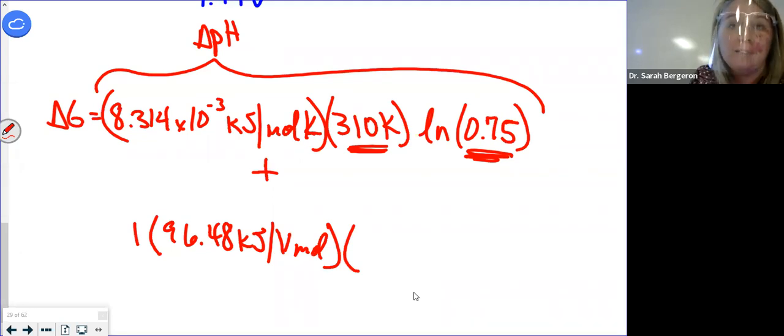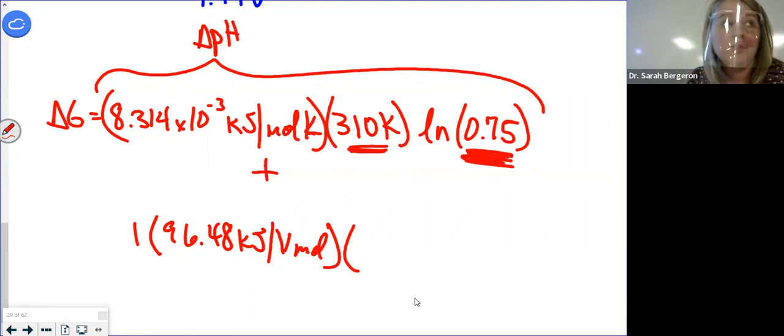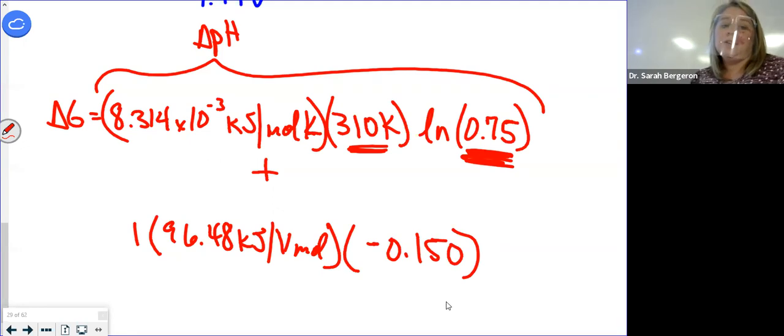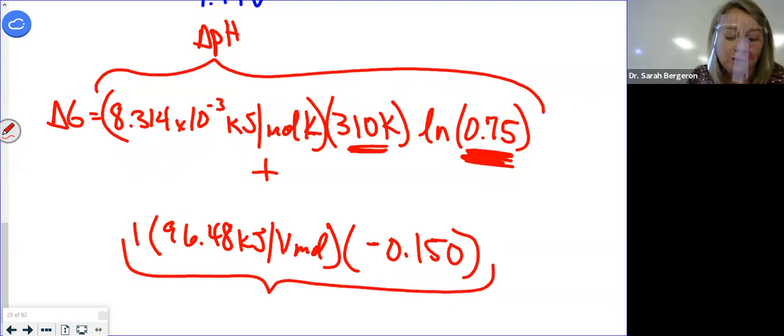This value I would have to give you, right? You're not going to know that offhand. Based on this concentration difference, you can calculate membrane potential, but you're not going to have to do that calculation. I would always give that to you. So this would be negative 0.150. This part of the equation is due really to what? Change in membrane potential.